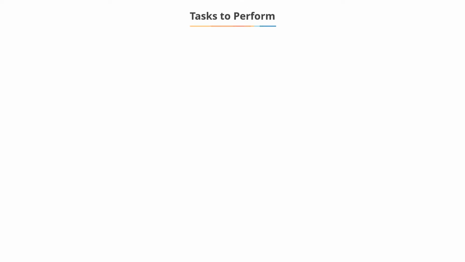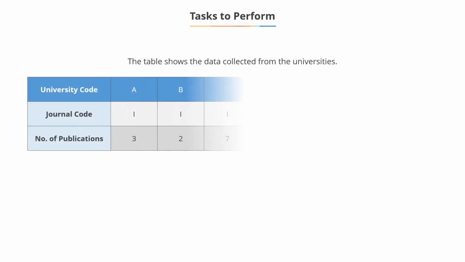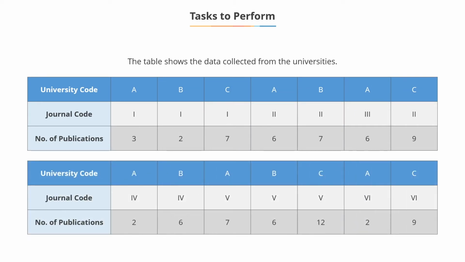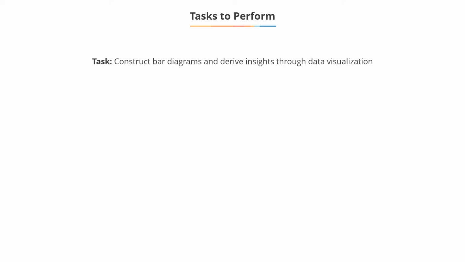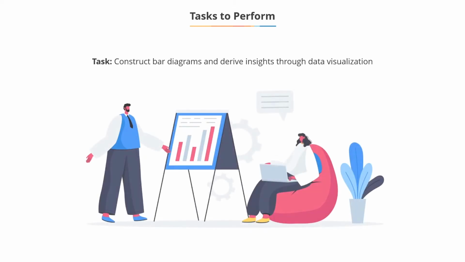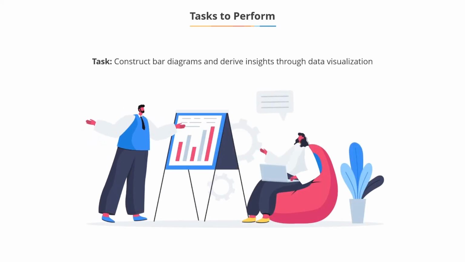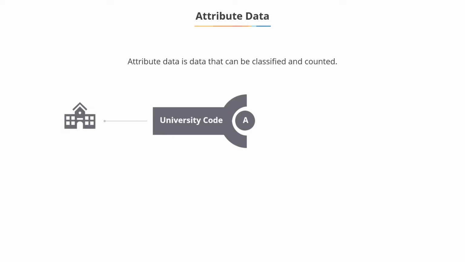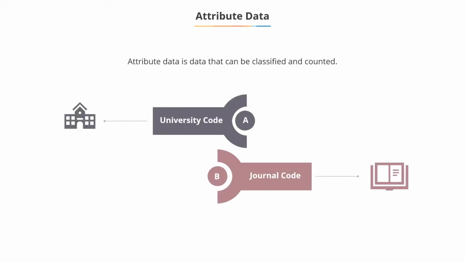Tasks to perform. The data collected from the departments of the 3 universities is as shown in the tables. The task is to construct bar diagrams and derive insights from the data collected through the data visualization exercise. Attribute data refers to data that can be classified and counted. In this case, it is university code and journal code. Now that you have understood the problem, let us work out the solution.